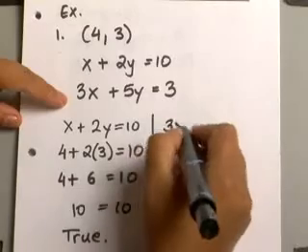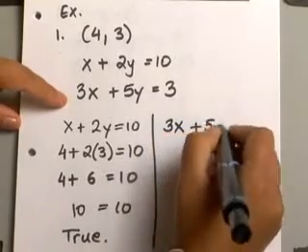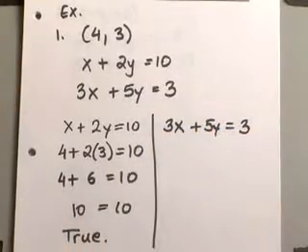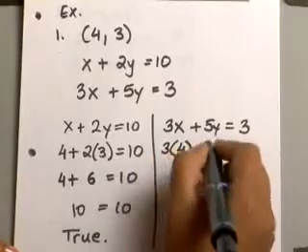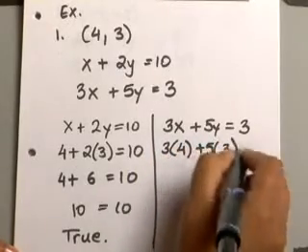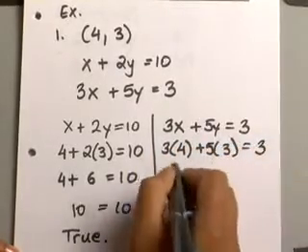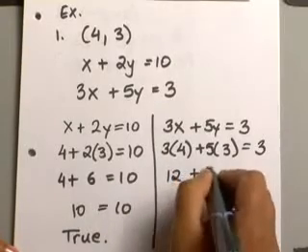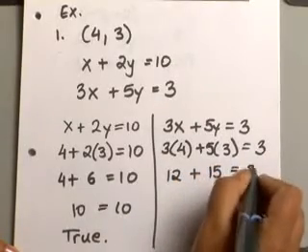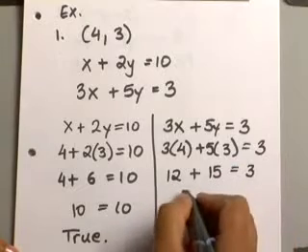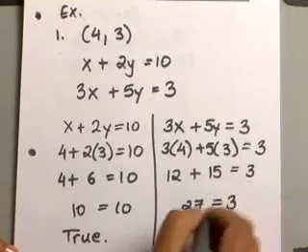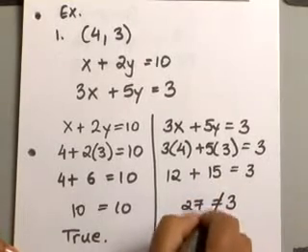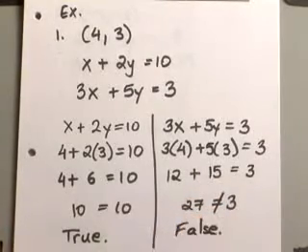Now let's see if it satisfies 3x + 5y = 3. Again, substitute your x with 4, your y with 3, and this will give you 12 + 15 = 3, and of course you can see this will add up to give you 27, and 27 does not equal 3, and you end up with a false statement.